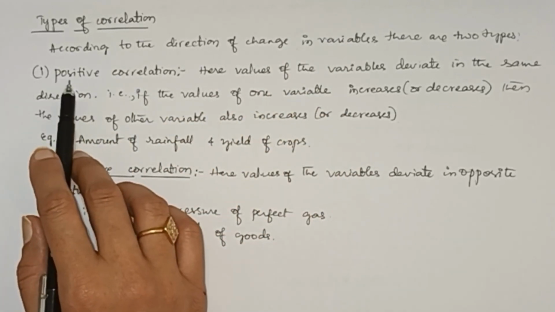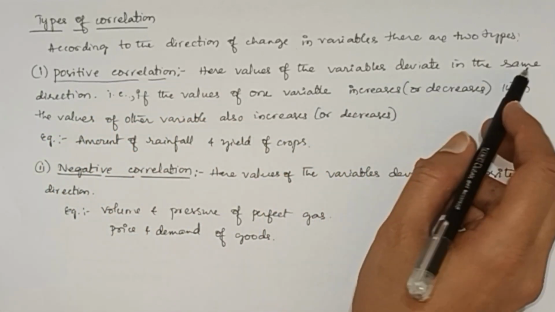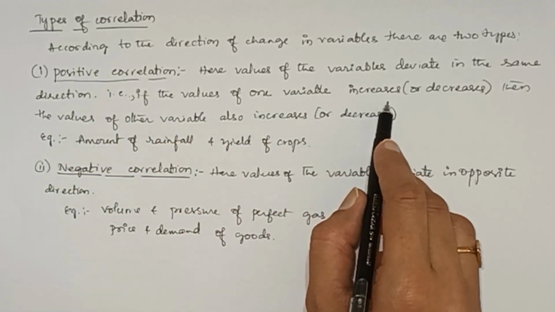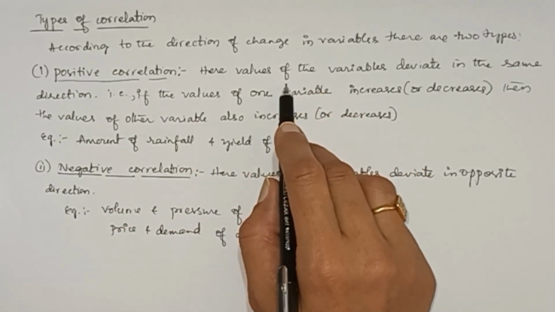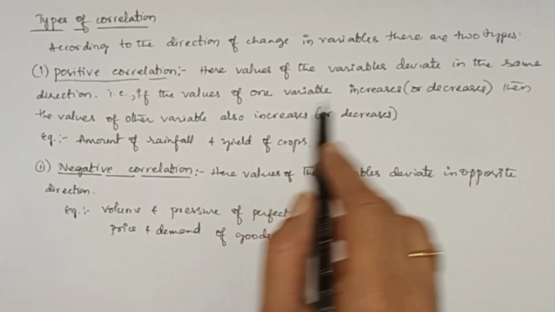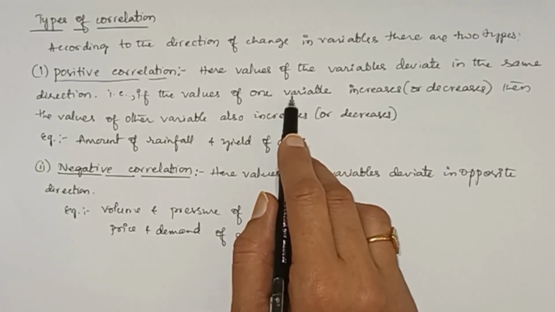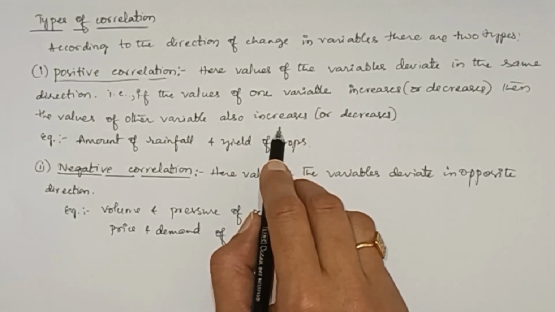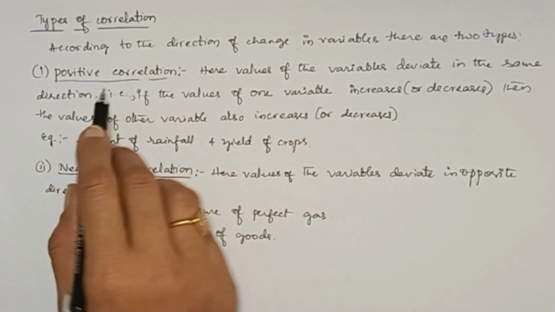One is positive correlation. So in positive correlation, values of the variables deviate in the same direction. That means if the values of one variable increase, then the values of the other variable also increase. If values of one variable decrease, then the values of the other variable also decrease. That means they are moving in the same direction. If the value of the independent variable increases, the dependent variable also increases. If the value of the independent variable decreases, then the dependent variable also decreases. Such correlation is called positive correlation.